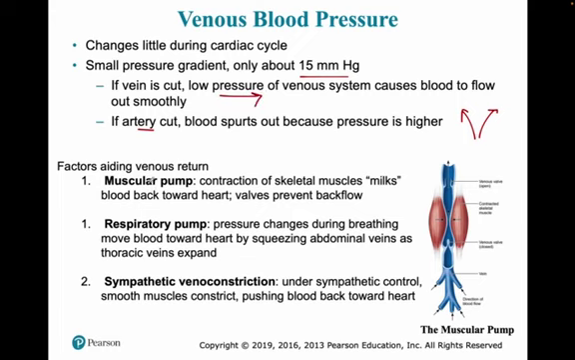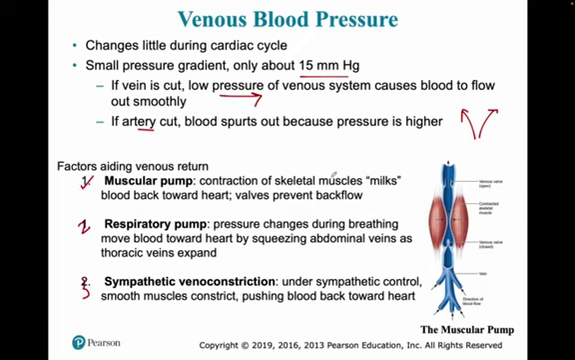What are the factors that aid venous return? Because veins have such low pressure, how do veins make sure that blood is actually flowing through them? Firstly, the muscular pump. This should be 2 and this should be 3.